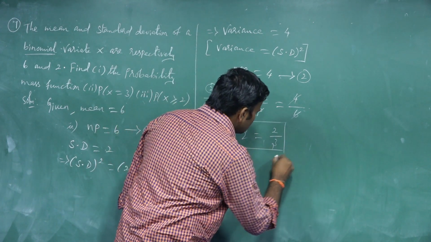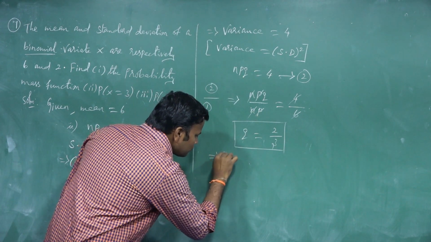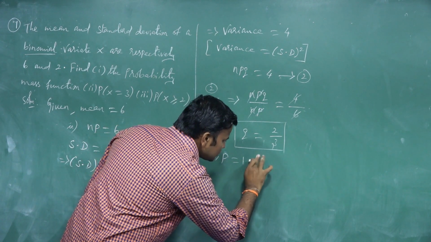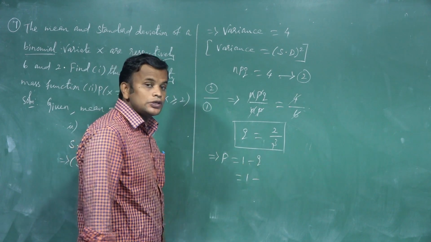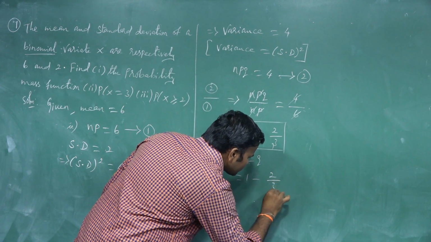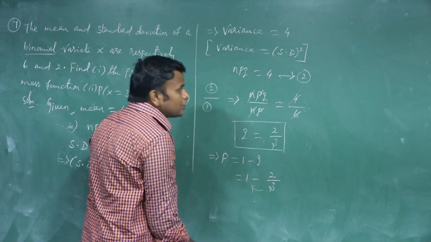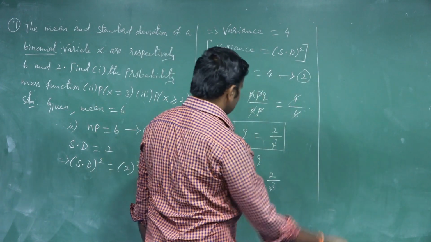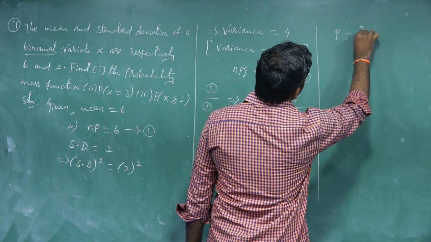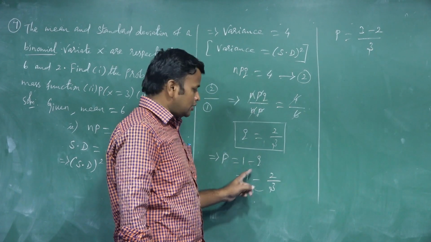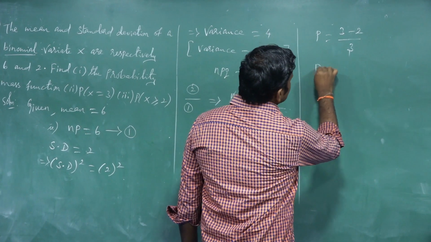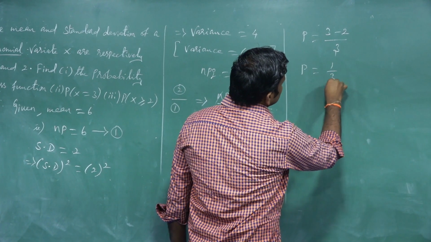If we find q, next we find the value of p. The value of p is 1 minus q, that is 1 minus 2 by 3. We cross multiply, and we get one answer. So the value of p is 3 minus 2 by 3. So the value of p is just 1 by 3.